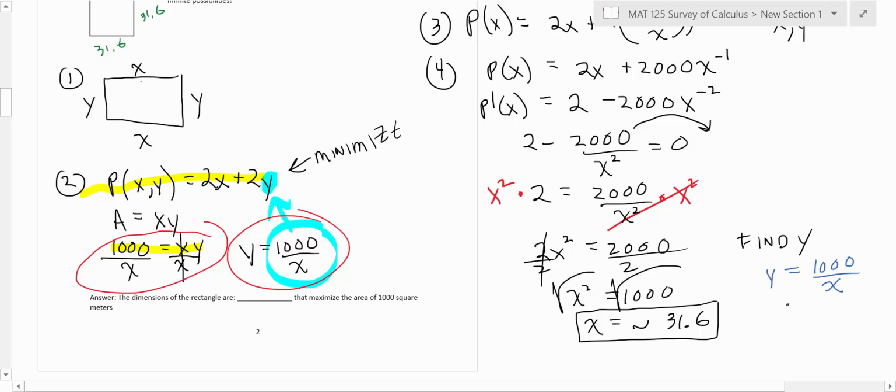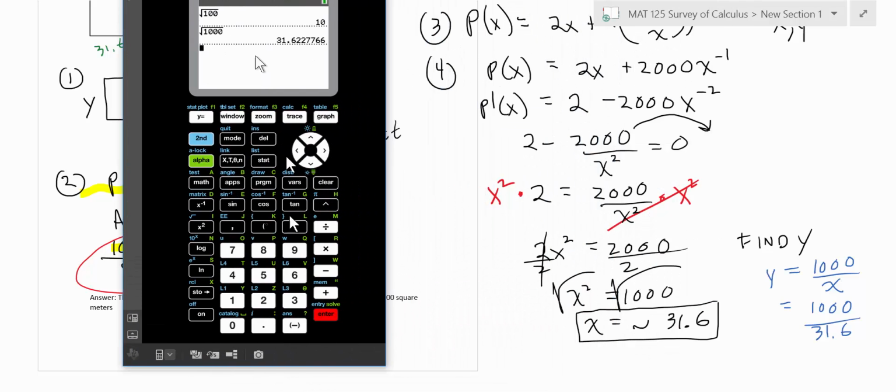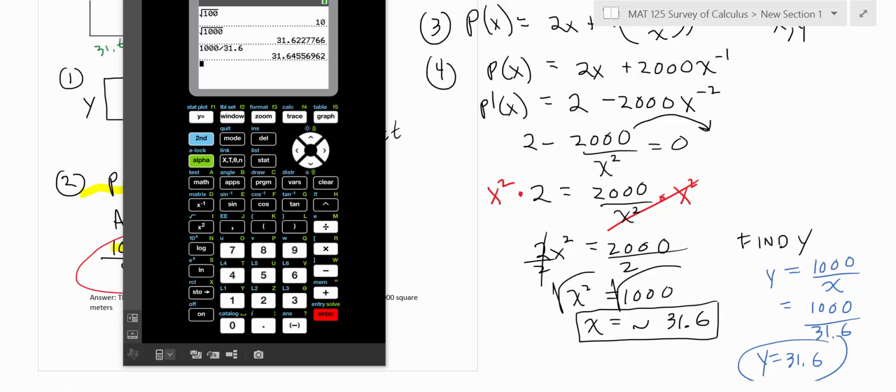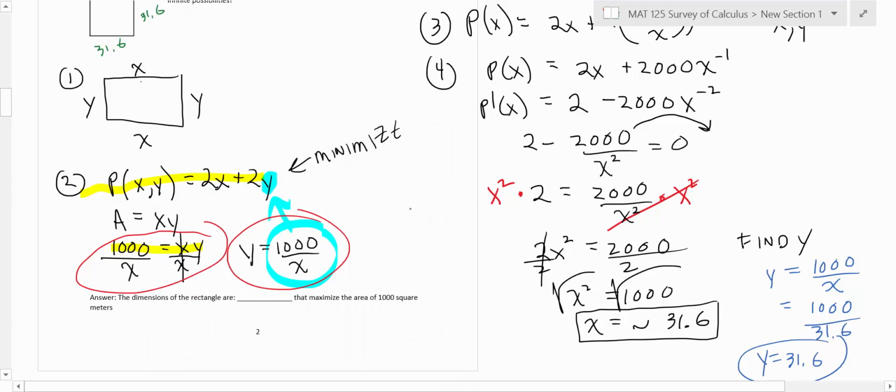Now you can plug in x. So you have 1,000 over 31.6, which I think is also 31.6, approximately. So I'll do that. Okay, and yeah, that's what I thought. Same thing. So you also get y equals 31.6.